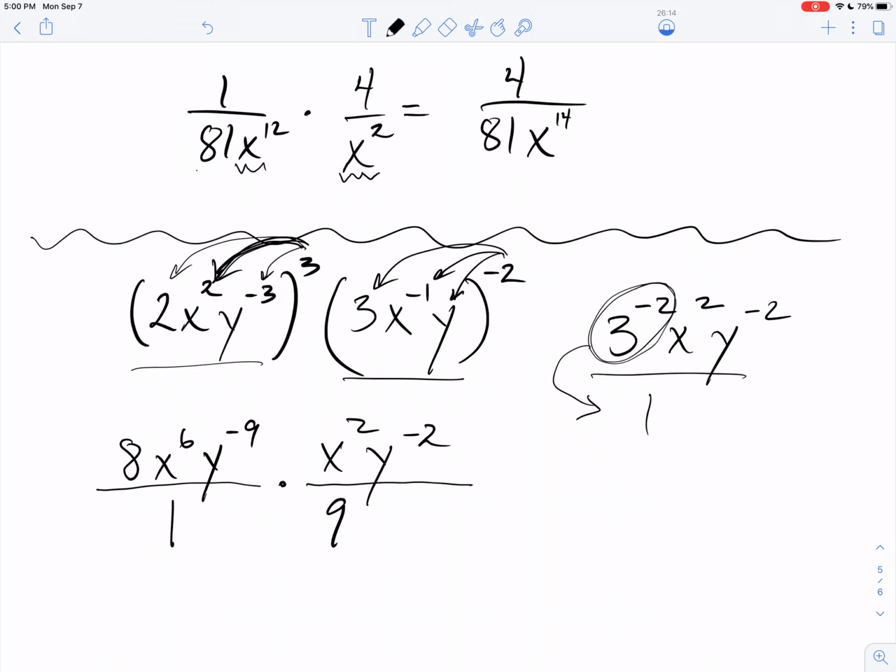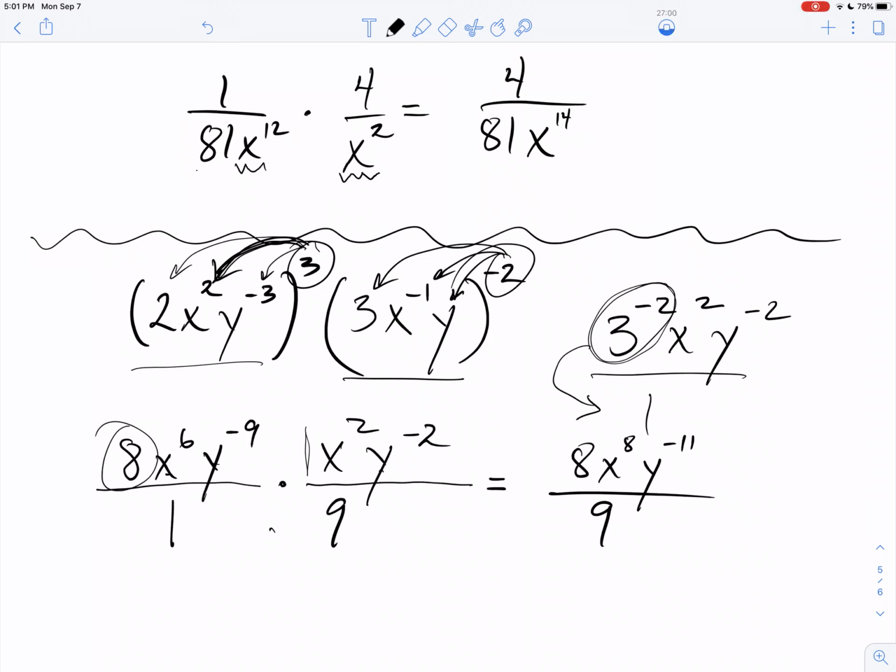Now, if I wanted to, I could start tossing things up and down and whatever, but I want to show you. I can do product rule next if I want. I don't have to do it in any certain order as long as I've done the distribution of the power first. Everything else can be second. So I'm going to multiply straight across. 8 times 1 is 8. On the top, x to the 6th times x squared is x to the 8th. Y to the negative 9 times y to the negative 2, I would add their powers because I didn't change their location yet. And then 1 times 9 is just 9.